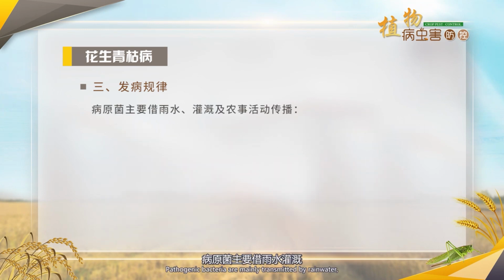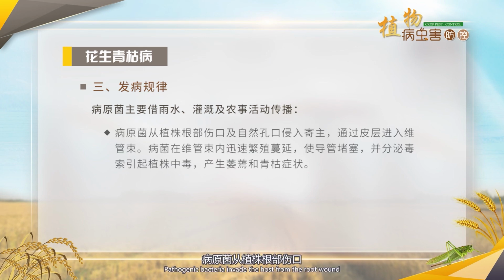Pathogenic bacteria are mainly transmitted by rainwater, irrigation, and agricultural activities. Pathogenic bacteria invade the host from the root wound and the natural orifice of the plant and enter the vascular bundle through the cortex. The pathogens multiply and spread rapidly in the vascular bundles, blocking the conduits and secreting virulent toxins, causing plant poisoning, wilting, and green-wilting symptoms.